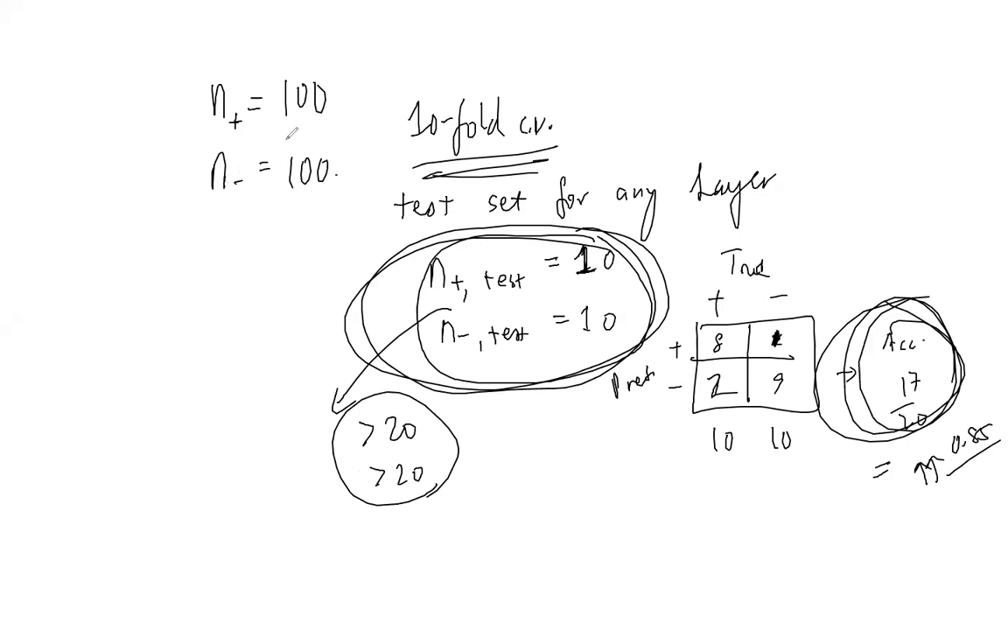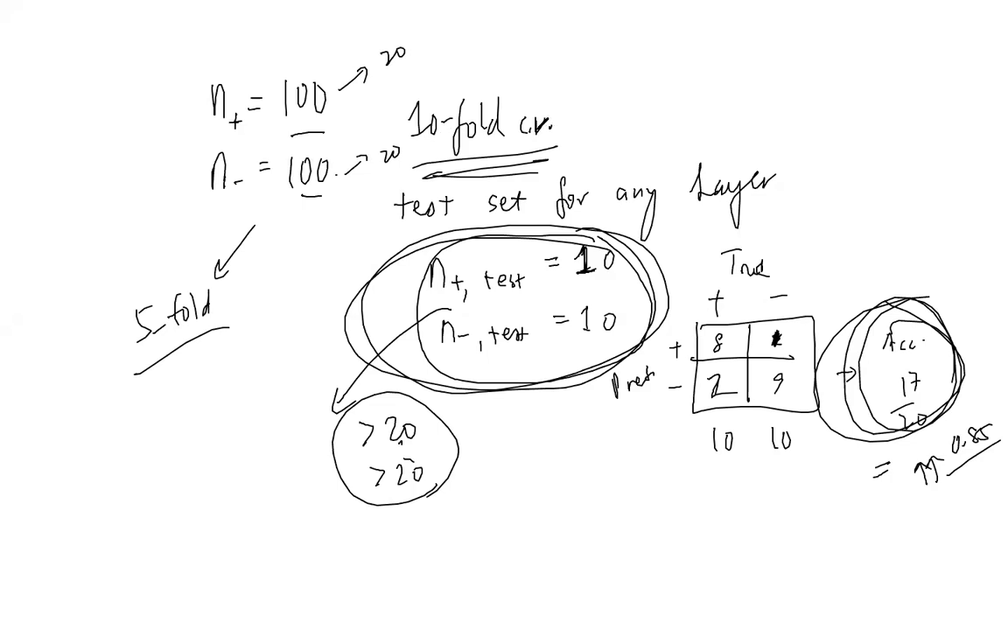For example, you only have 100, so if you're going to take 20, maybe you can only do 5-fold. With 5-fold, one fold will be 20, right? So you may need to do some kind of math to decide how many folds you want to do.